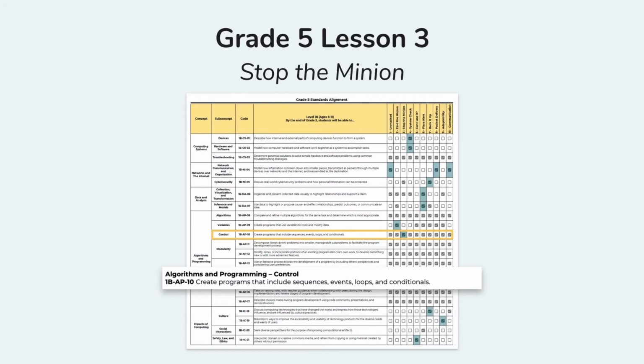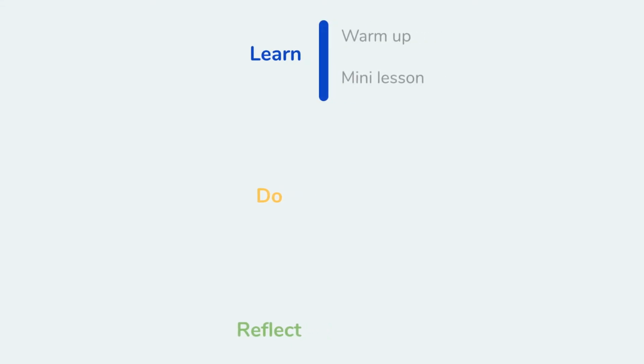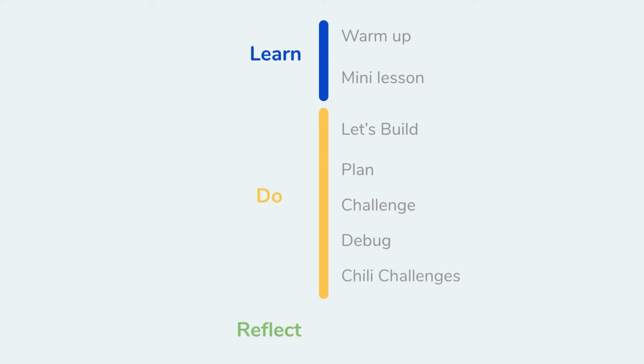Each lesson is structured into 3 sections: learn, do, and reflect. Students are first introduced to the key learning. They then put concepts into practice using hardware and software. First through Let's Build, a worked example, then in the challenge, which has a debug element. Open-ended extensions are provided in the form of differentiated chili challenges. Finally, there is an opportunity to record and reflect on learning.